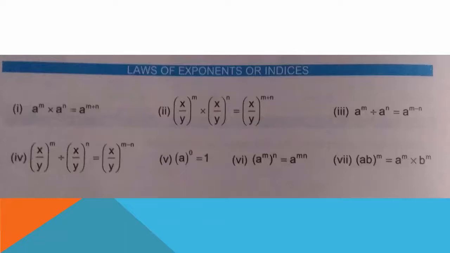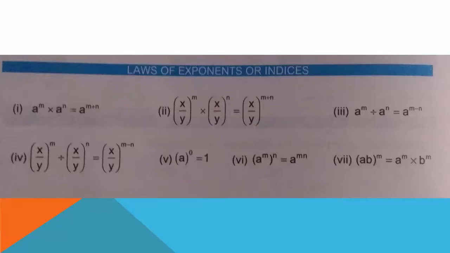Same thing applies if the bases are fractions. Look at formula number 4. x by y whole to the power m divided by x by y whole to the power n will give you x by y whole to the power m minus n. Okay, formula number 5. This is the interesting thing. Anything to the power 0 is equal to 1. So 10 to the power 0 is 1, 100 to the power 0 is 1, 9999 to the power 0 is equal to 1. Moreover, if it is a fraction, that means x by y whole to the power 0 will be 1.